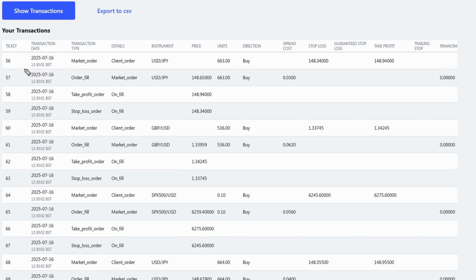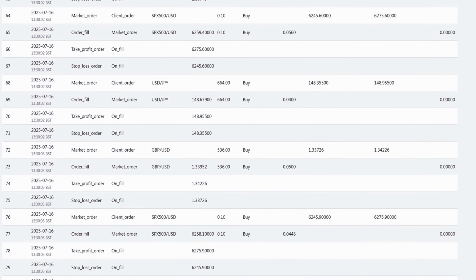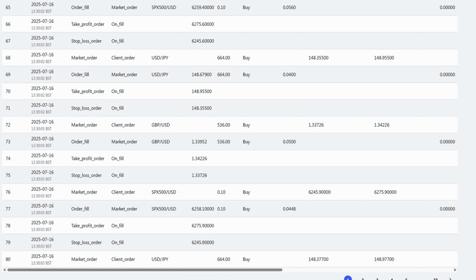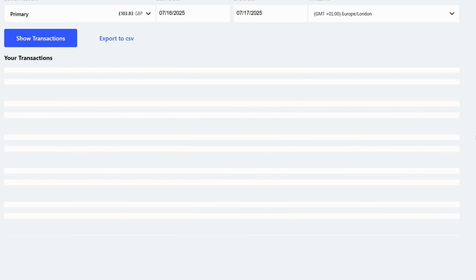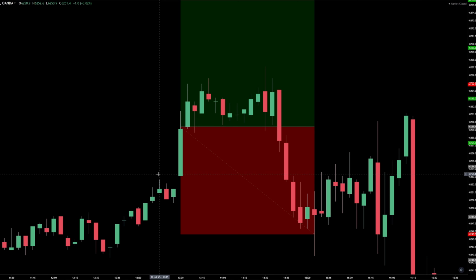This is my transaction statement for the 16th of July, and you can see that at 1:30 I got an order on the pound yen, and a second later I got one on pound dollar, and at the same second I got one on the S&P 500, and this just kept going. So within seconds I had multiple orders all lined up on the same three instruments. And I've got multiple pages, all covering the 16th of July. In total, the bot took 66 trades before I was able to turn it off.